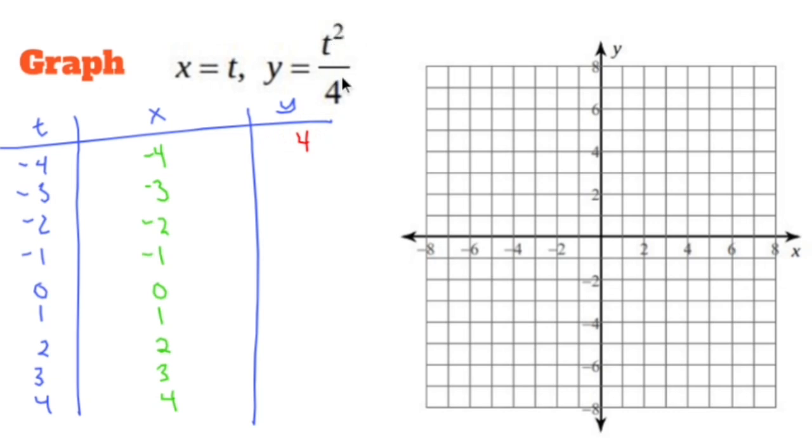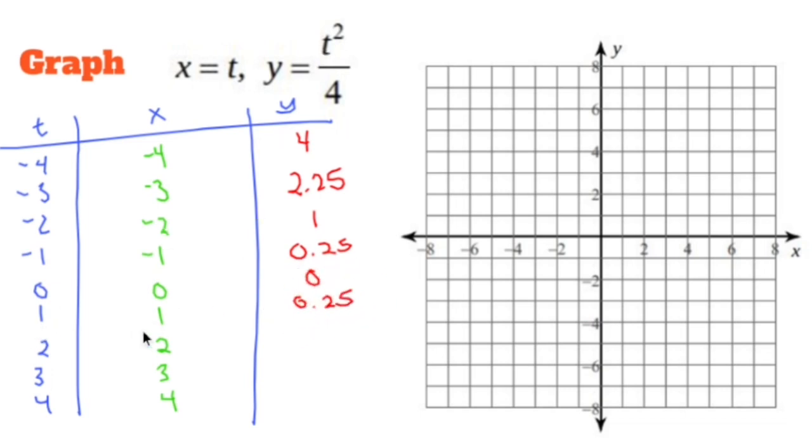Okay, not bad. -3 squared is positive 9. 9 divided by 4 is 9/4, but if I'm going to graph that, I kind of want to view that as 2.25. Okay, -2 squared is 4. 4 over 4 is 1. -1 squared is 1. 1 over 4 is 1/4, so I'm going to view that as 0.25, especially since I'm going to graph it. 0 squared is 0. 0 divided by 4 is 0. 1 squared is 1. 1 over 4 is 0.25 again.